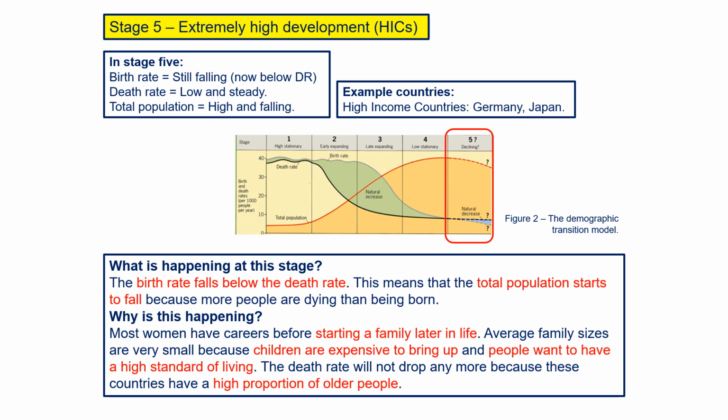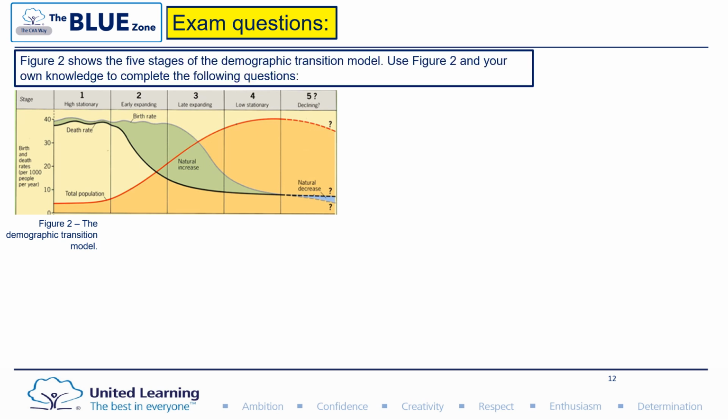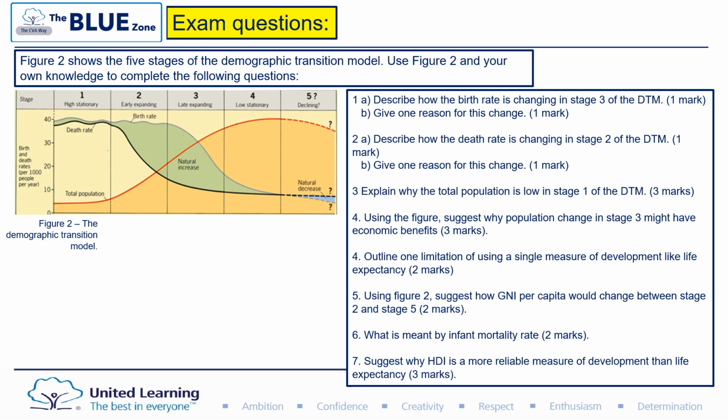Right, so what we've got are some exam questions for you. So if you're not sure, please rewind and go back and listen to any of the 5 stages. The questions I want you to do are as follows. So question 1, A, describe how the birth rate is changing in stage 3. Just give a one word answer. B, give a reason for this change. Question 2, A, describe how the death rate is changing in stage 2. One word answer. B, give a reason for this change.